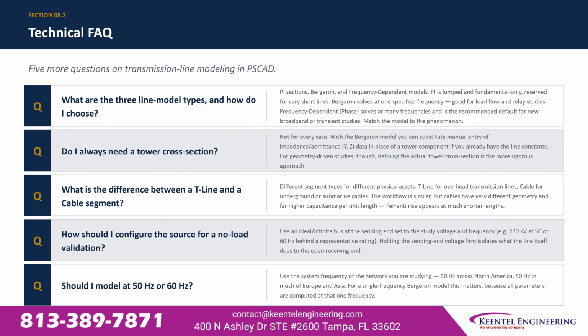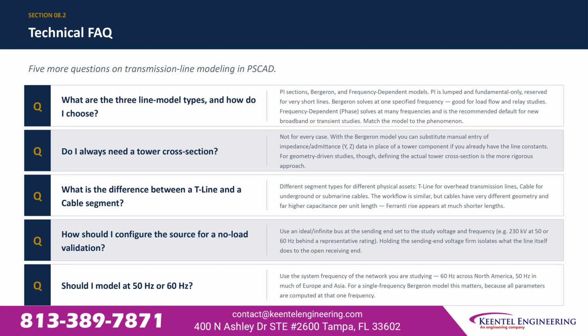Do I always need a tower cross-section? Not for every case. With Bergeron, you can substitute manual impedance and admittance data if you have the line constants. For geometry-driven studies, the actual tower cross-section is the more rigorous approach. What is the difference between a T-line and a cable segment? T-line is for overhead lines, cable is for underground or submarine cables. Cables have far higher capacitance per unit length, so Ferranti rise appears at much shorter distances.